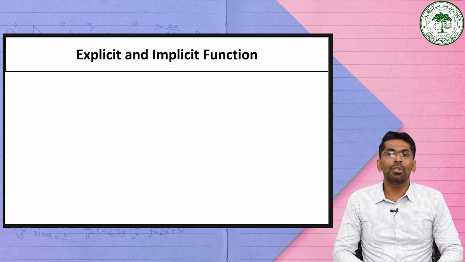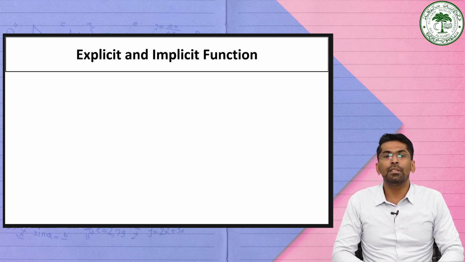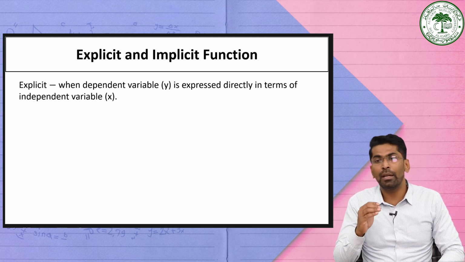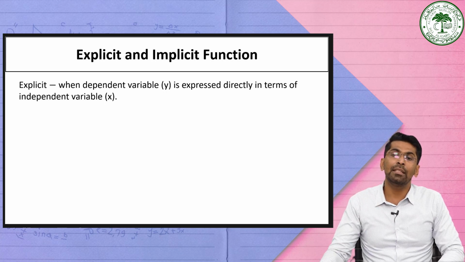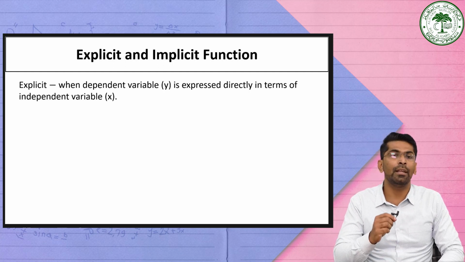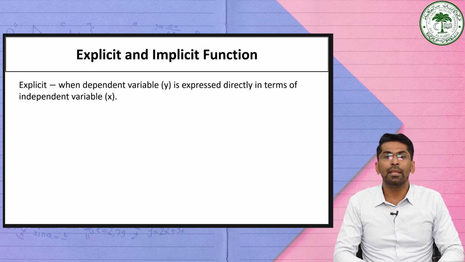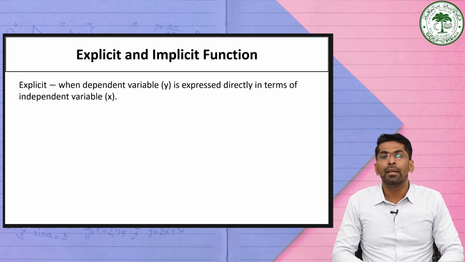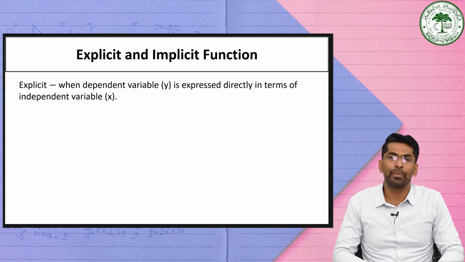One of the most important types of function is explicit and implicit functions. A function is said to be explicit when the relationship between two variables, for example the dependent variable y, is expressed directly in terms of the independent variable. That is the most important criteria of the explicit function. Here we are directly expressing what the dependent variable is and what the independent variable is. Then the relation between x and y is called an explicit function.